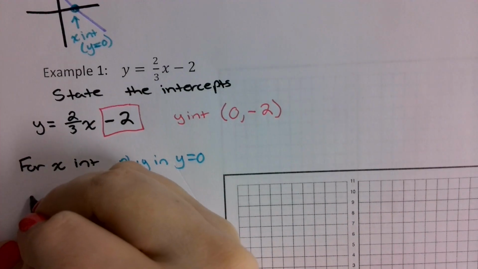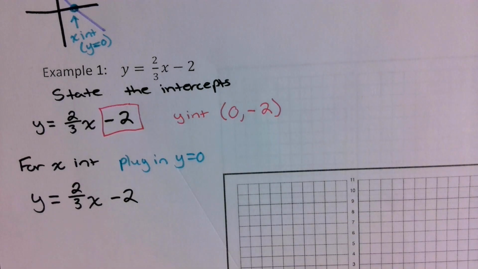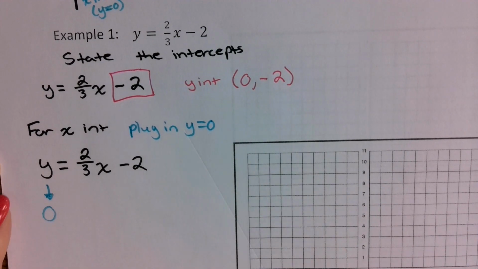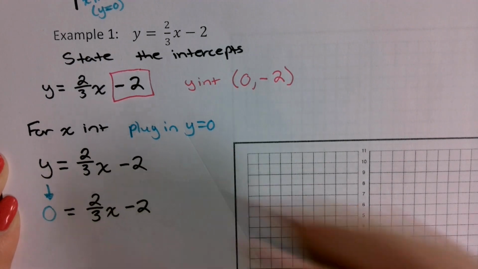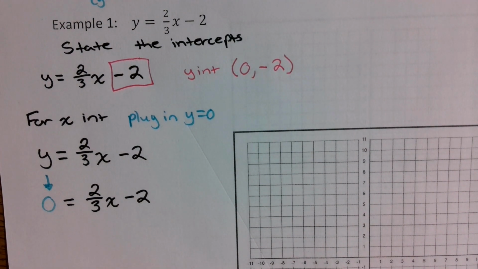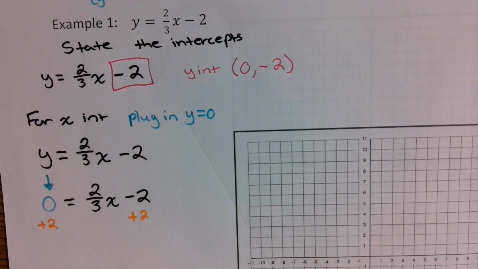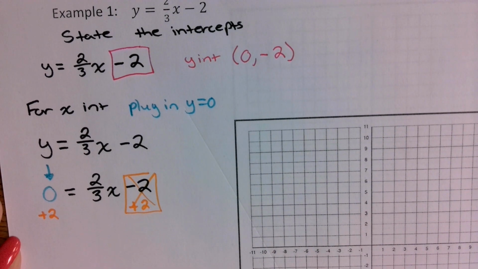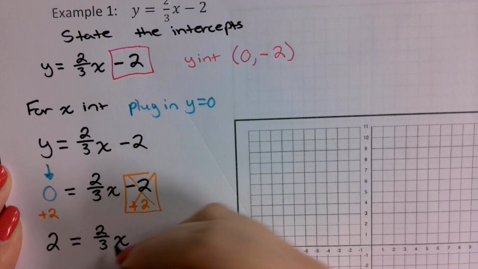Okay, so my equation was y is equal to 2/3 x minus 2. I'm going to replace my y with the value 0, and then I'm just going to solve my equation. So I have 0 is equal to 2/3 x minus 2. The first thing that I need to do in order to solve this is add 2 to both sides, so that I can get rid of this minus 2. That then gives me an equation that says 2 is equal to 2/3 x.